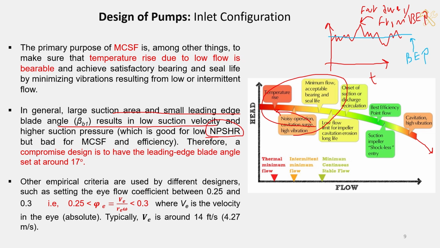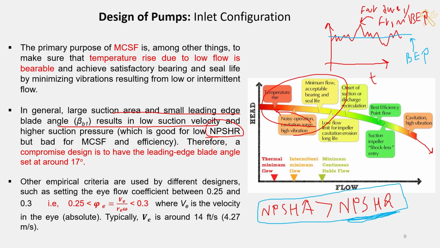This is the required. Now remember, net positive suction head, let me make it a little bit clear here. The net positive suction head available should always be greater than the net positive suction head required. You must always satisfy this condition. So imagine that you have less net positive suction head required, then of course this is an advantage, but not all the time.